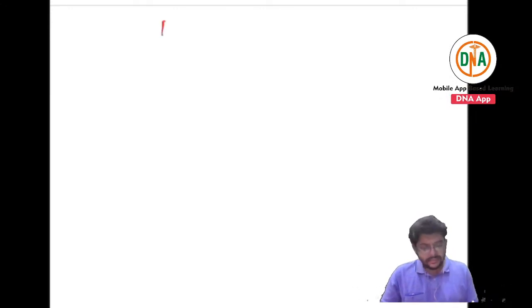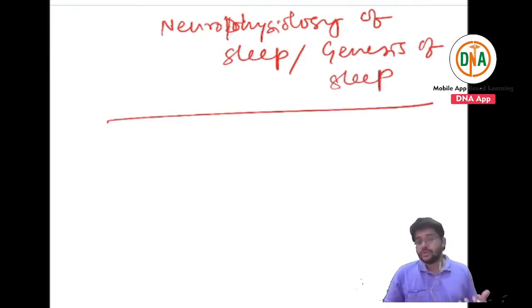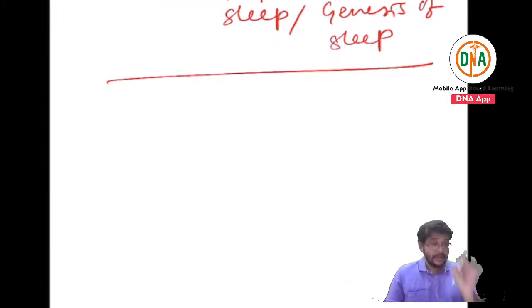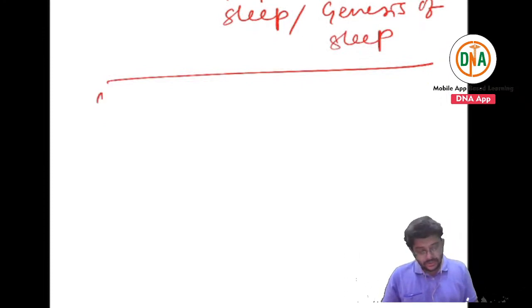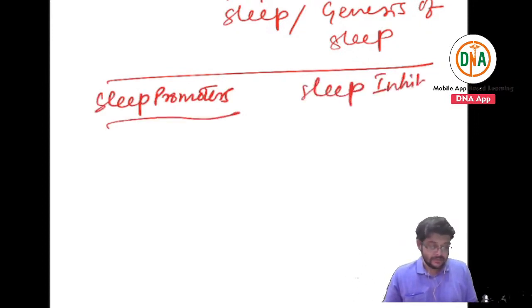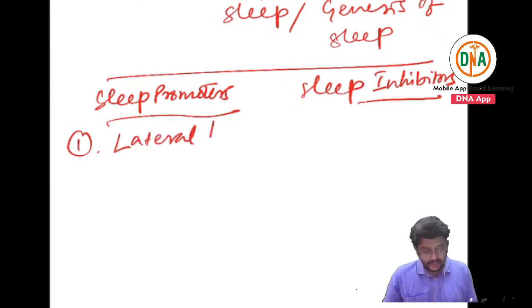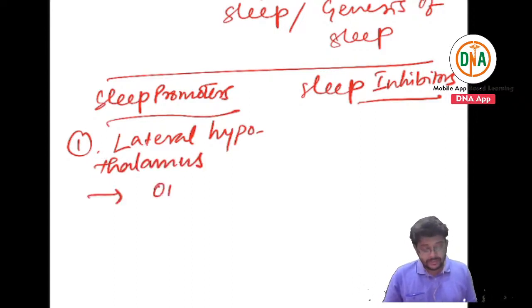See, so this is neurophysiology of sleep, or genesis of sleep. You need to know about the substances that promote sleep and substances that inhibit sleep in brain, and the area that promotes sleep and area that inhibits sleep in brain. So sleep promoters and sleep inhibitors. Number one is lateral hypothalamus. Just you need to know the names. And the neurotransmitter coming from lateral hypothalamus is orexin.